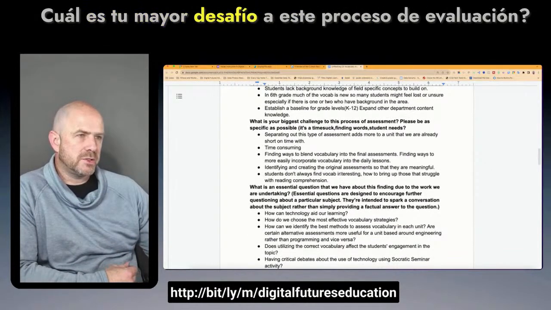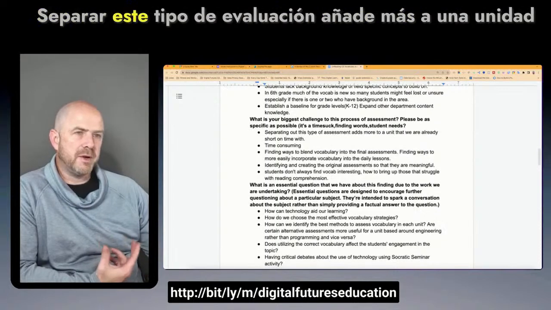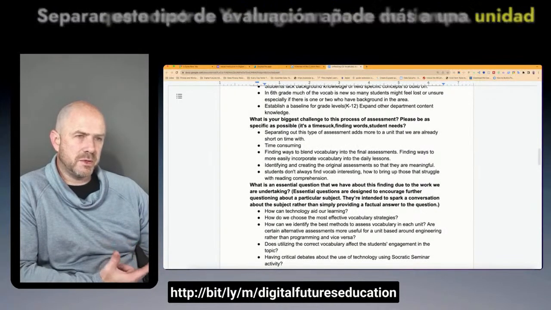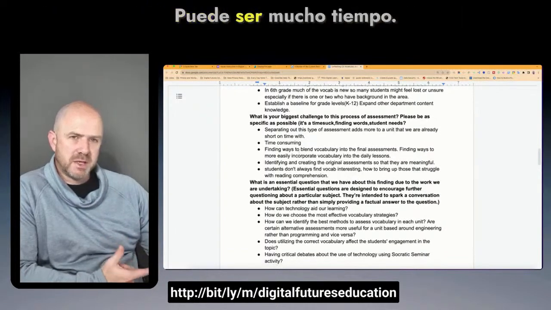What is your biggest challenge to this process of assessment? Separating out this type of assessment adds more to a unit that we already have a short time with. It can be time consuming.